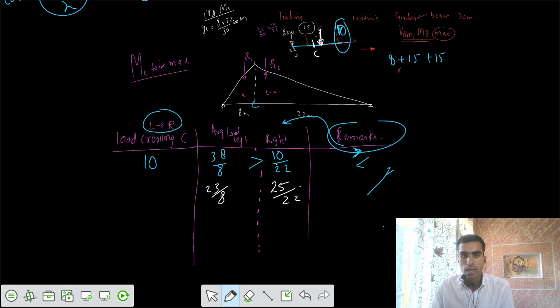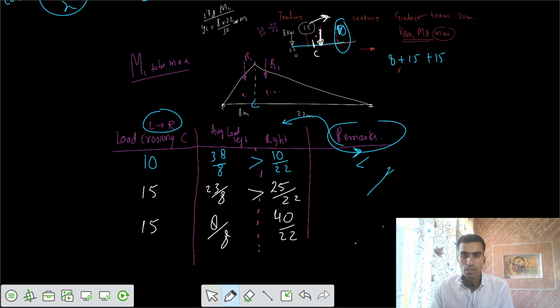And still we see that this ratio 23 by 8 is greater than 25 by 22. Now if the next 15 kilonewton load is crossing, we see that the load on the right side becomes 25 plus 15, that's 40 for the length of 22. And from the left side, the total load is only equal to 8 kilonewton for the length of 8.